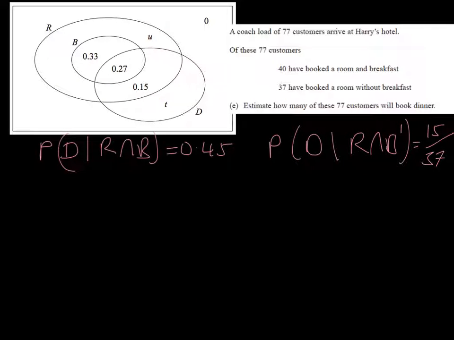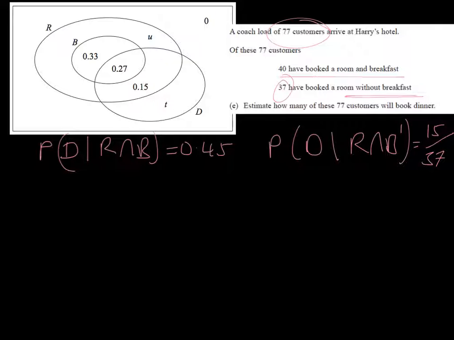In the final part of this question, we are given some additional information about a coach load of 77 customers who arrive at the hotel. Of these, we've got 40 who have booked a room and breakfast, and 37 who have booked a room without breakfast. And we're asked to estimate how many will book dinner. Now, at first glance, this looks pretty tricky. However, we need to just try and contextualize it within the question.